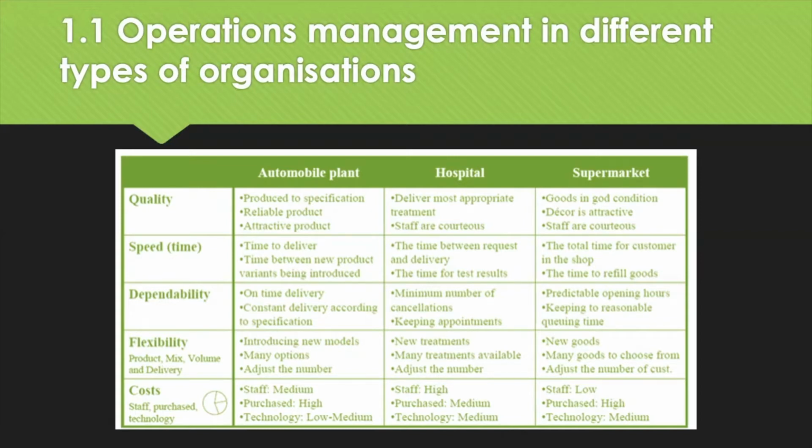A hospital: quality is about the appropriate treatment, again, time could be test results, dependability, not cancelling appointments, flexibility, offering different treatments. And then the supermarket: quality is about products being in good condition. The time is how long it takes to refill the shelves. Dependability could be their opening hours, and flexibility, having different products to choose from.